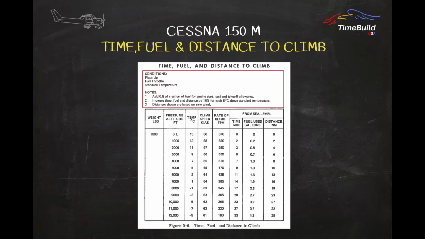Let's begin as we always do with a careful review of the conditions and notes. The charted values assume flaps are retracted and full throttle is maintained throughout the climb. Additionally, standard temperatures apply. The notes direct us to add 10% for each 8 degrees Celsius above standard temperature. Also, the pilot should add 0.8 of a gallon of fuel for start, taxi, and takeoff to the fuel estimates shown in the chart. Finally, note that the effects of wind are not accounted for in the table.